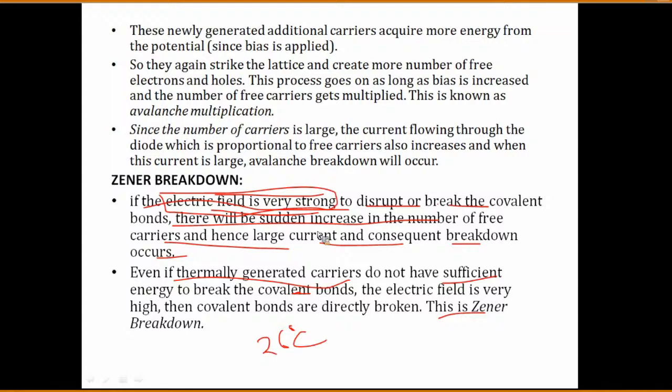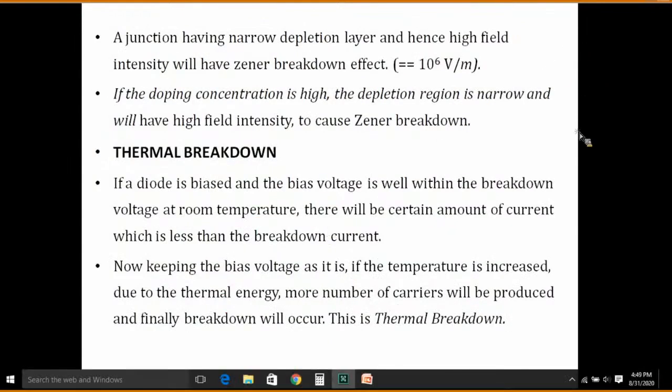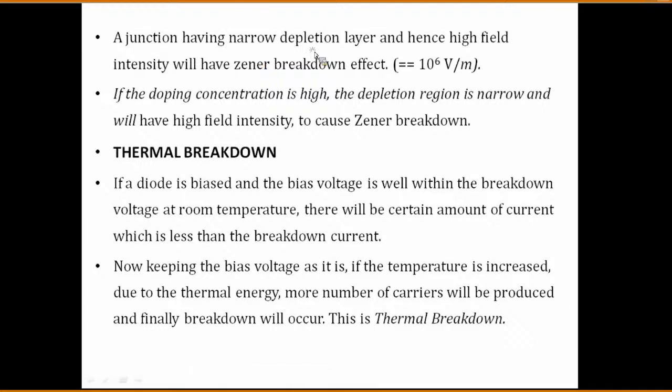This is about your Zener breakdown. And now what is the value? Just see here. In Zener breakdown, you can see a junction having a narrow depletion layer. As I told you, if your doping concentration is very high, the depletion region is very narrow, that means the width is very small. Tunneling of charge carriers also takes place, and very high field intensity will be there. Zener breakdown occurs at approximately 10 power 6 volts per meter. This much electric field will be there.